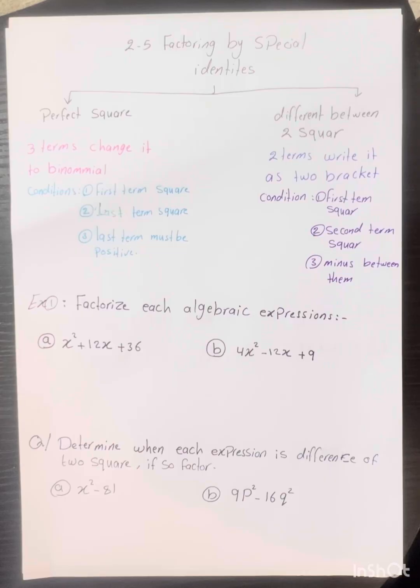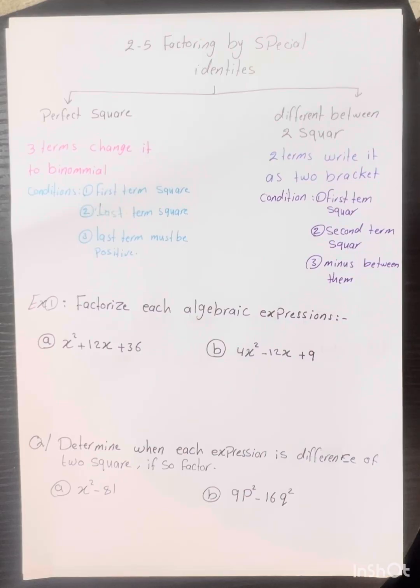In this video, I will explain how to factor by special identities. We have two ways to factorize the quadratic expression by special identities. The first way is perfect square. The second way is difference of two squares.